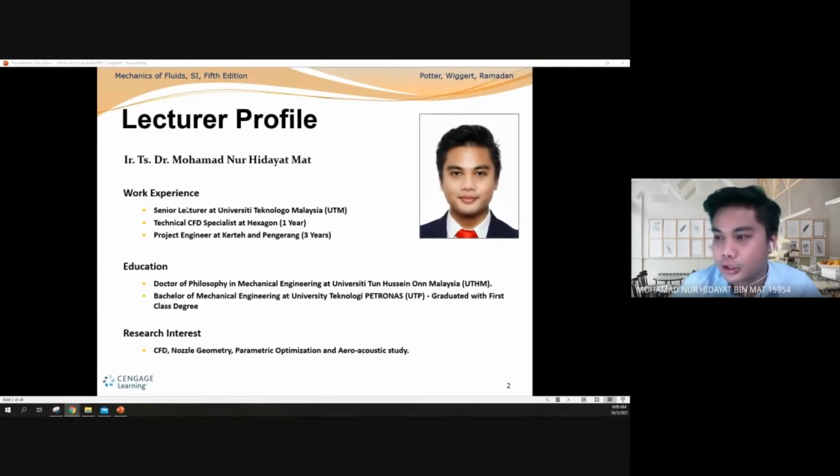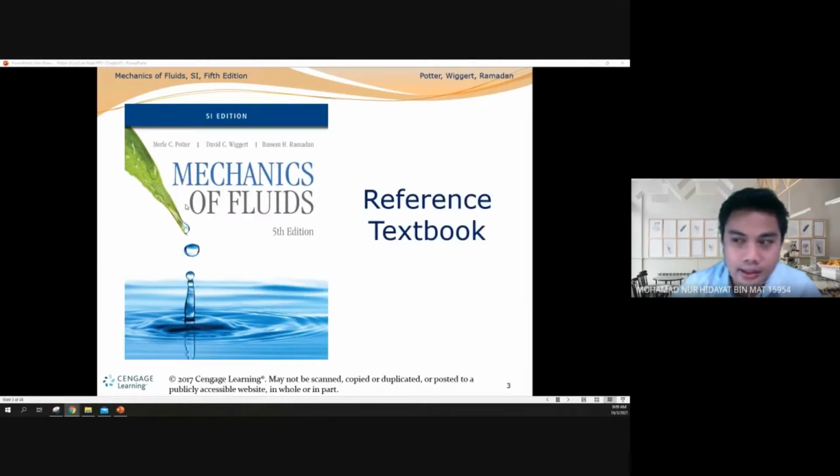Okay, so the book that we're going to use as our first reference is this book. The writer is Potter, Mechanics of Fluids. I believe I have posted it in the WhatsApp group. It's okay, I will post again in the e-learning, because this book we're going to use throughout the semester.